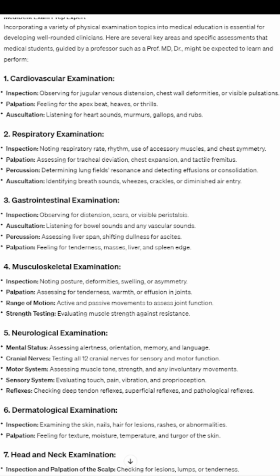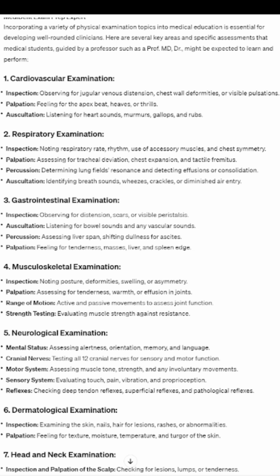3. Gastrointestinal examination. Inspection: observing for distension, scars, or visible peristalsis. Auscultation: listening for bowel sounds and any vascular sounds. Percussion: assessing liver span, shifting dullness for ascites. Palpation: feeling for tenderness, masses, liver and spleen edge.